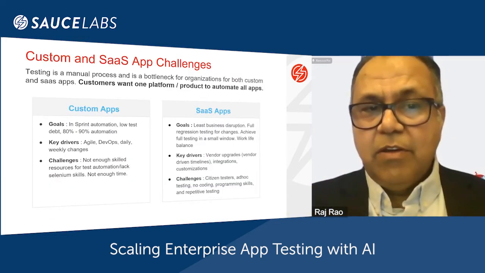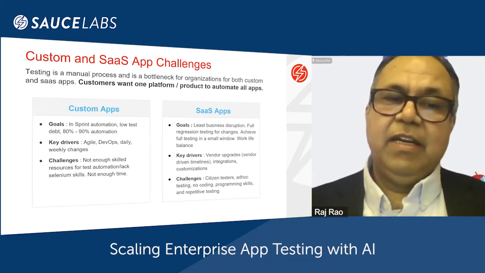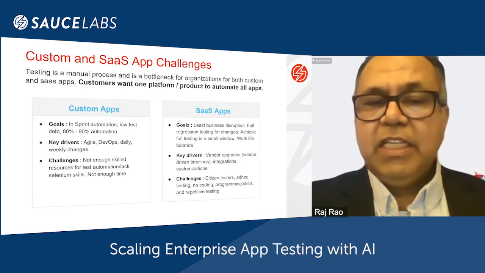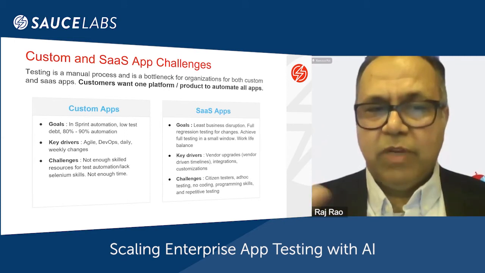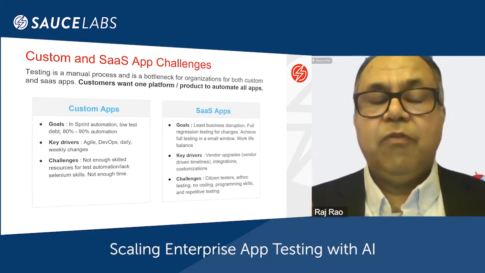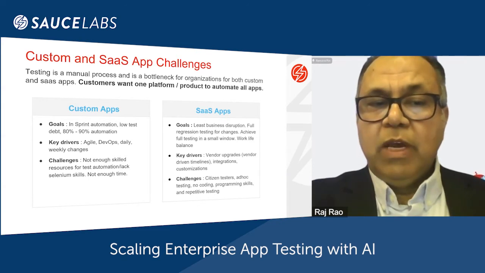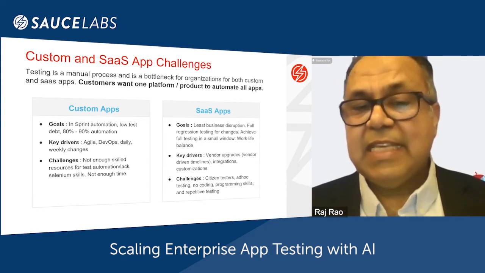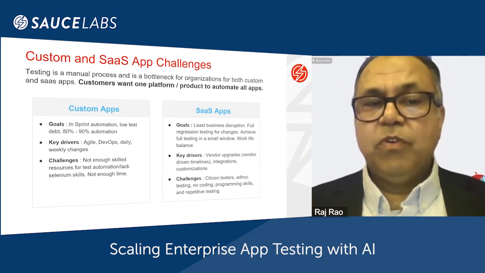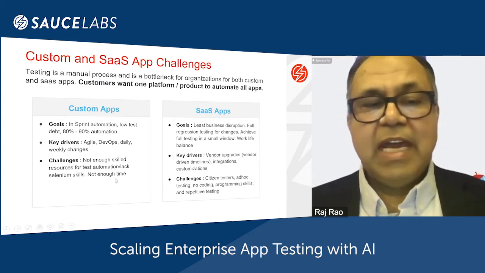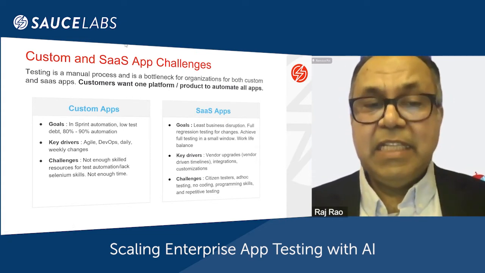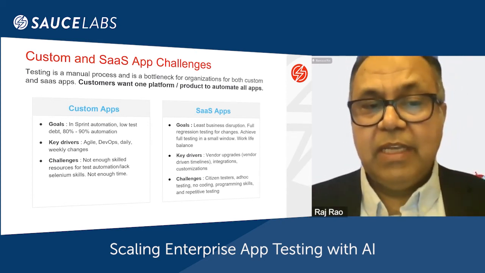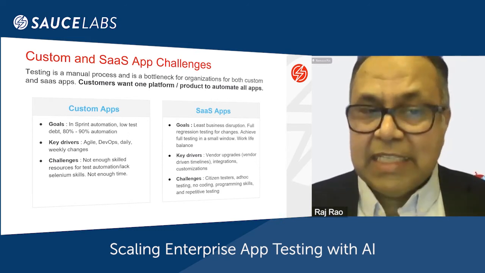The goals for custom apps and SaaS apps are slightly different, right? I'm specifically talking about testing and validation for these enterprise apps. For custom apps, we want to achieve the highest automation possible, and we want to stay in line. For example, one simple example is in-sprint automation and low test debt.